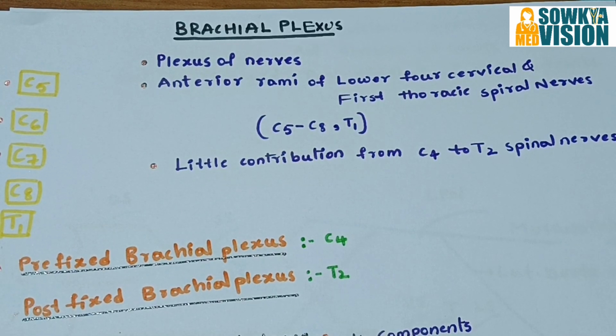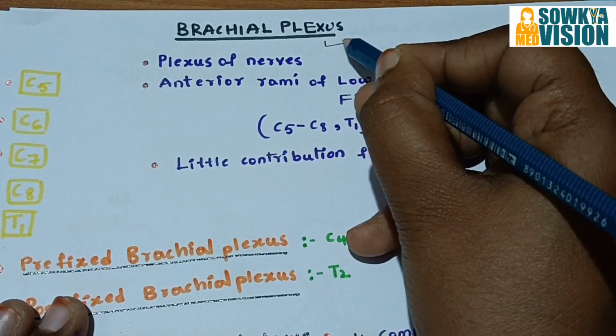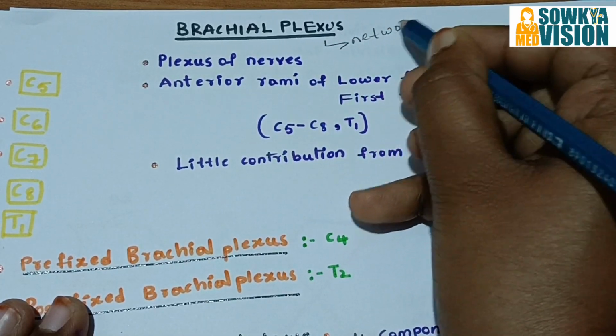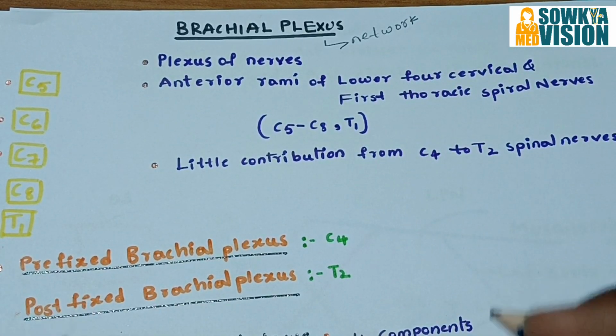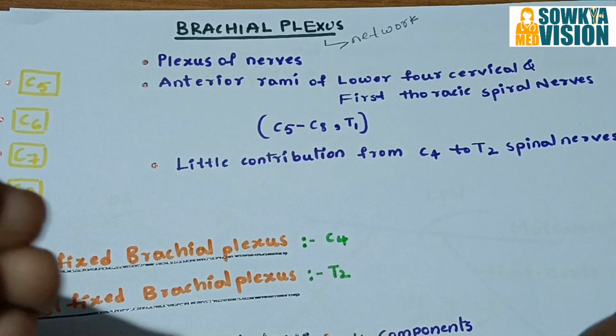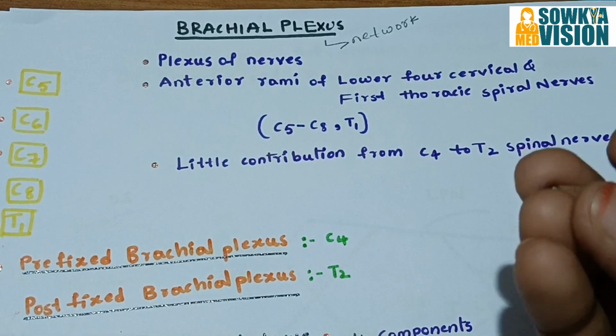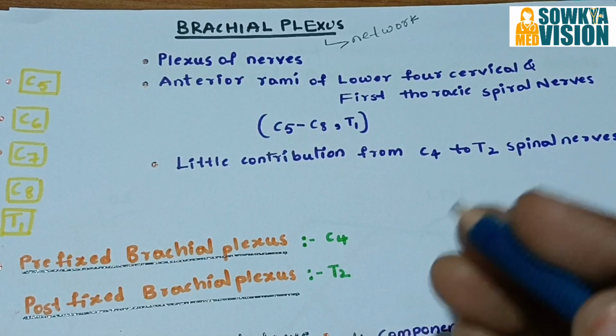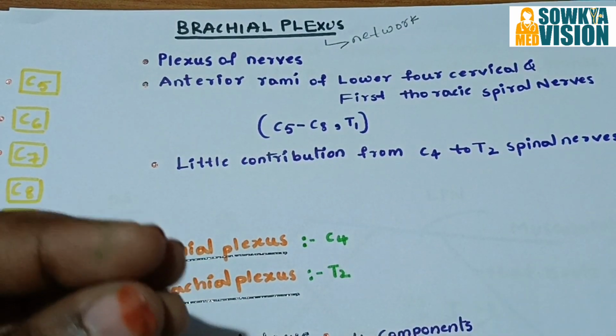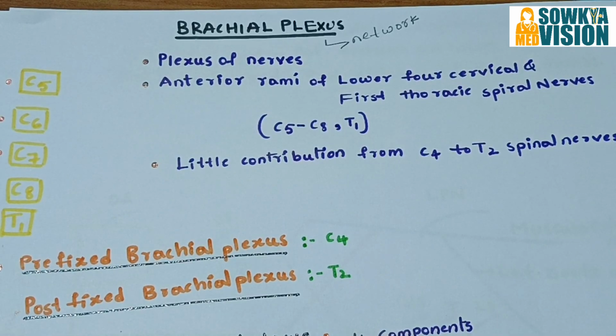Today we are going to see brachial plexus. In the previous class we have completed axilla, axillary artery and the scapular anastomosis. Today we are going to see the brachial plexus. What is plexus? Plexus is nothing but a network. So brachial plexus means it is a network of nerves in the brachium, that is in the upper limb. It is the network of nerves that supplies the upper limb. It is known as brachial plexus.